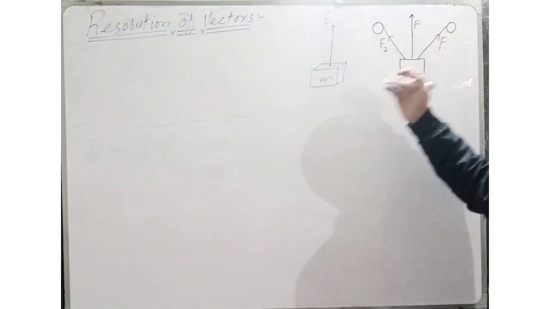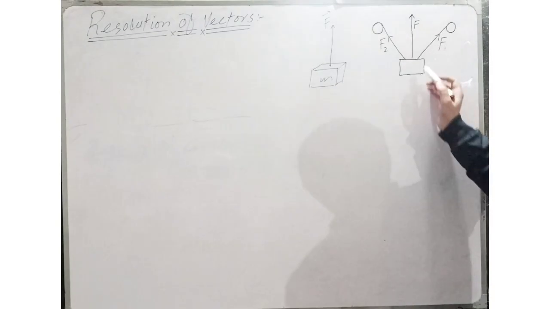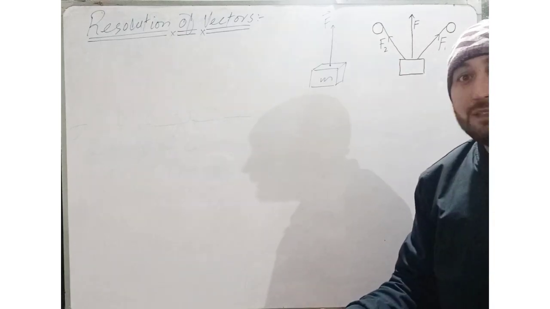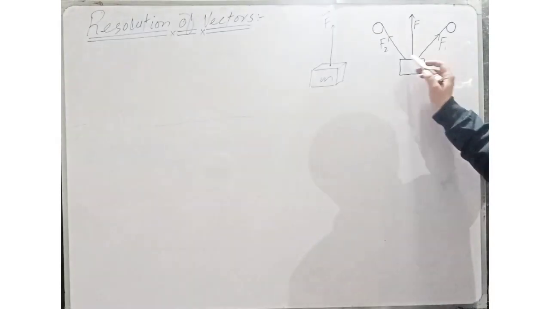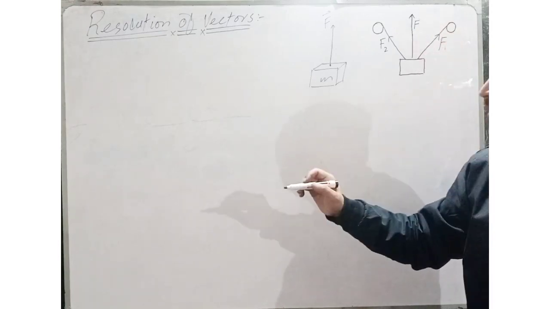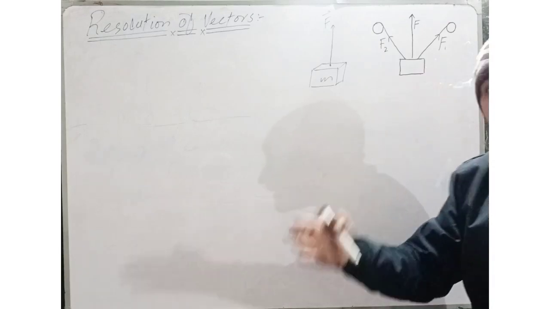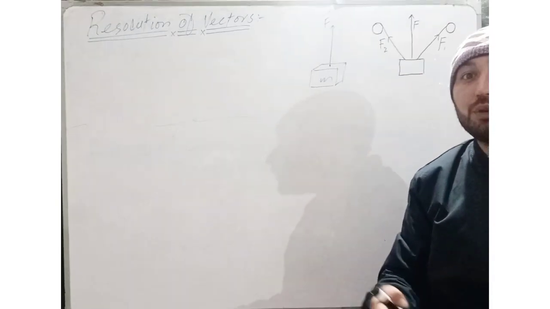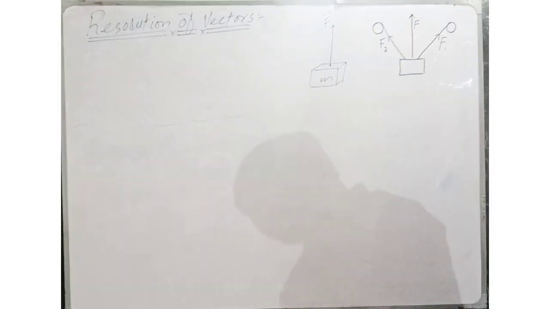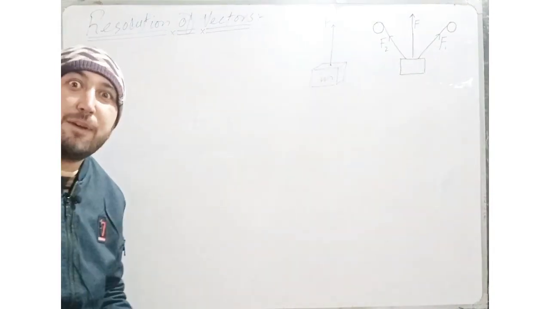Now why are we discussing such an example? Because here, with the help of two forces, we can generate a force which is actually moving an object in a totally different direction. So we can say that a force can have two such components which when joined together can produce the original force. So that's why today's lecture is very important, because it has a wide range of applications in everyday life.